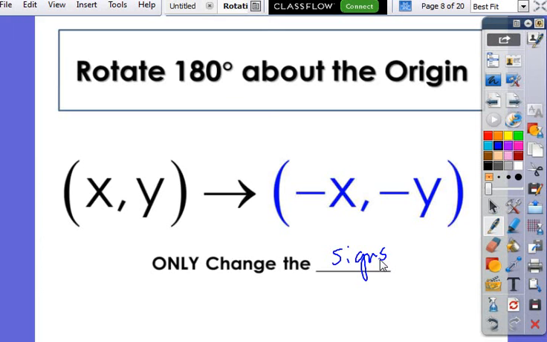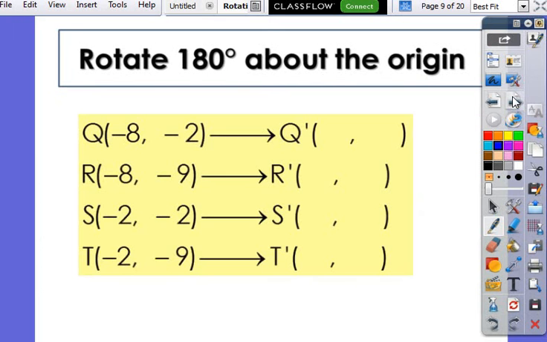So if I'm looking at these right here, what am I just going to do on all of them? 8, 2, 8, 9. Change signs. 2, 9. All you got to do is change signs. So you do that. Whatever they are, change them to the other.